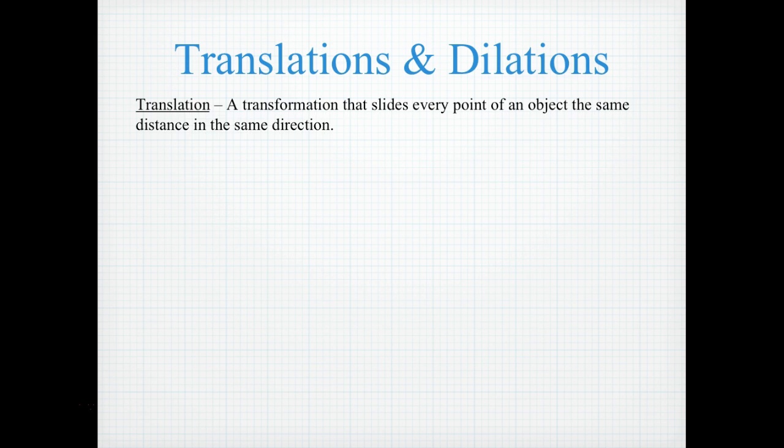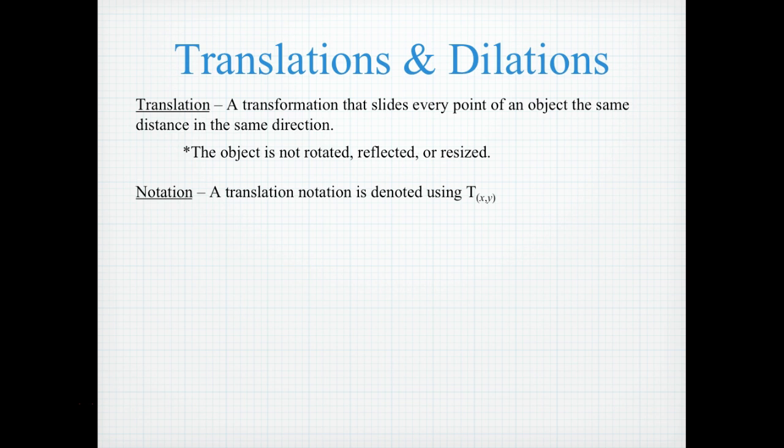A translation is a transformation that slides every point of an object the same distance in the same direction. Notice the object is not rotated, reflected, or resized. It simply slides from one location to the next. The notation that we're going to use is a capital T followed by what appears to be a coordinate, with an X value and a Y value. The capital T indicates that the transformation is a translation.